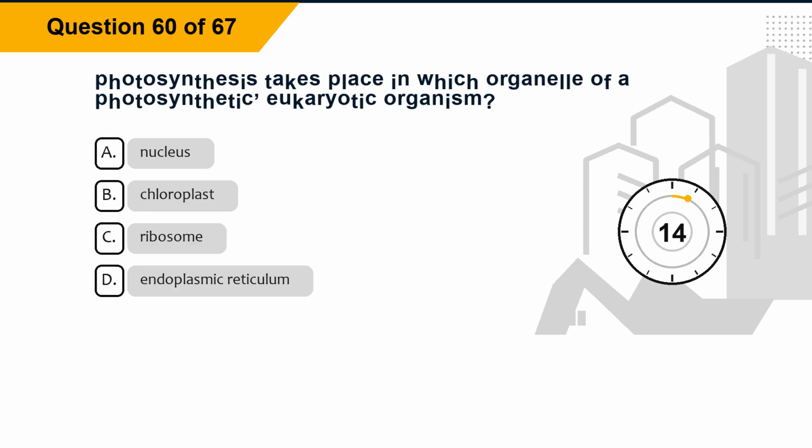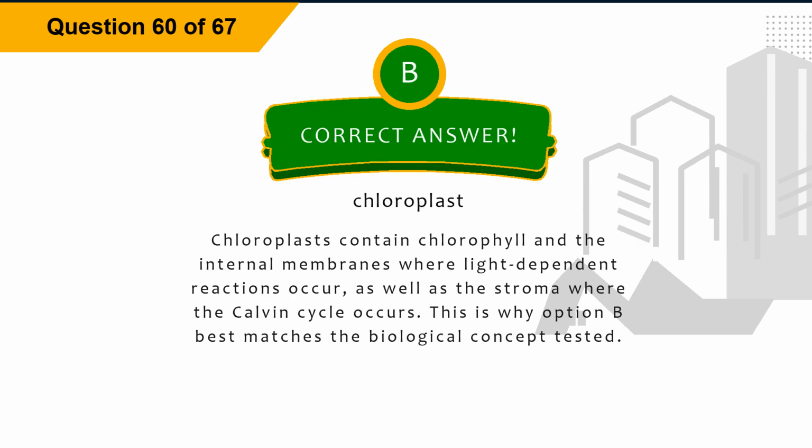Question 60. Photosynthesis takes place in which organelle of a photosynthetic, eukaryotic organism? Option A. Nucleus. Option B. Chloroplast. Option C. Ribosome. Option D. Endoplasmic reticulum. The correct answer is option B. Chloroplast. Explanation: chloroplasts contain chlorophyll and the internal membranes where light-dependent reactions occur, as well as the stroma where the Calvin cycle occurs. This is why option B best matches the biological concept tested.